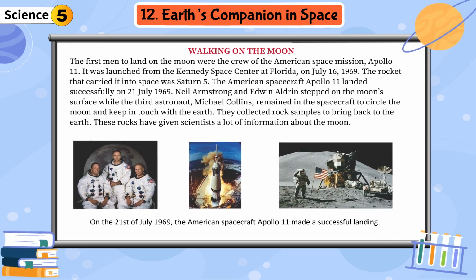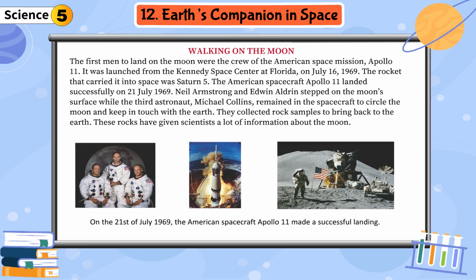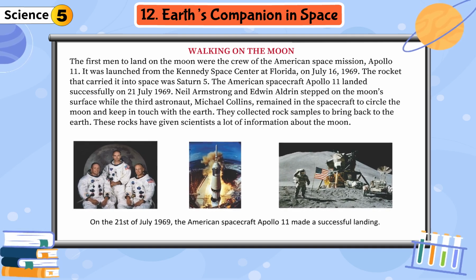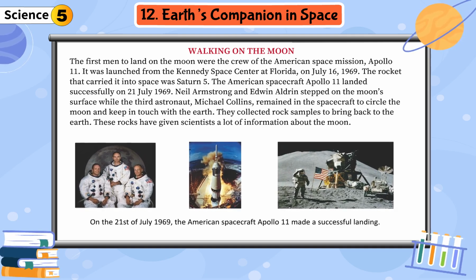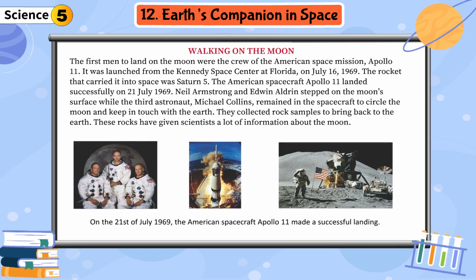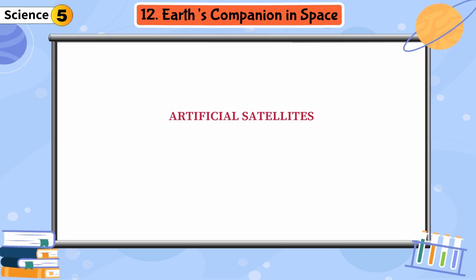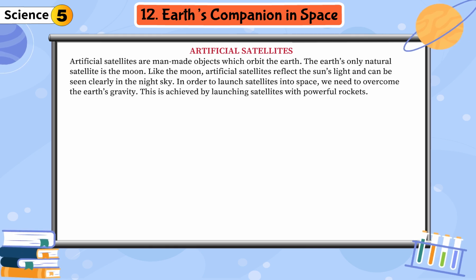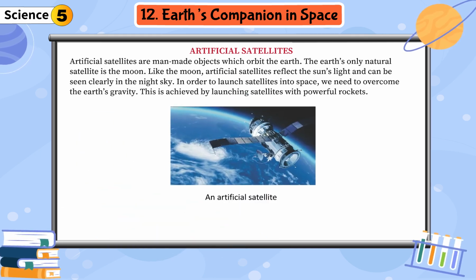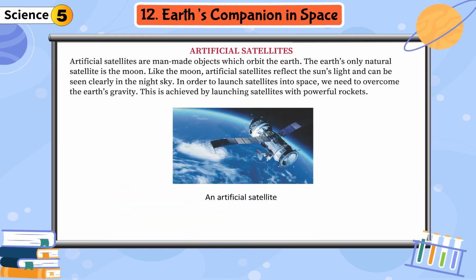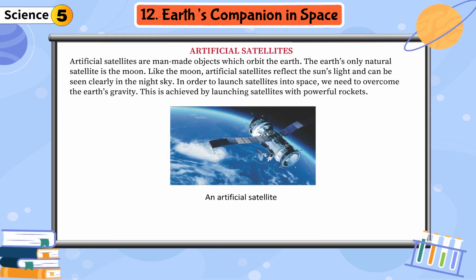They collected rock samples to bring back to the Earth. These rocks have given scientists a lot of information about the Moon. Artificial satellites. Artificial satellites are man-made objects which orbit the Earth. The Earth's only natural satellite is the Moon.